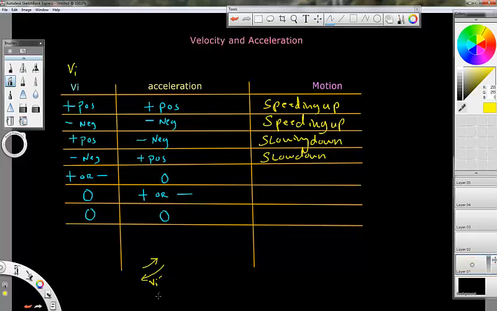Now, eventually, when you changed the direction and you started going back up the hill, then you would be speeding up. That's a different thing. Then it would turn more into this example.